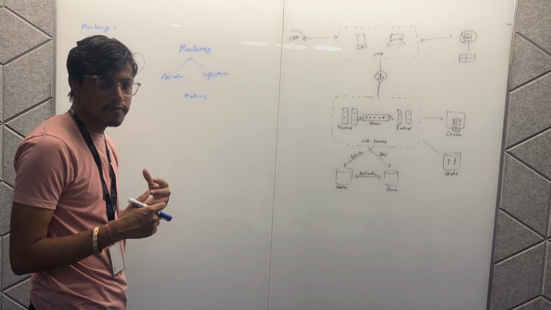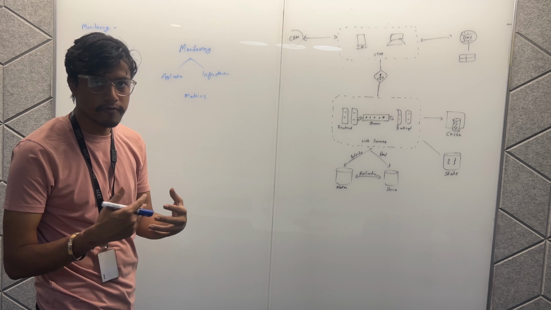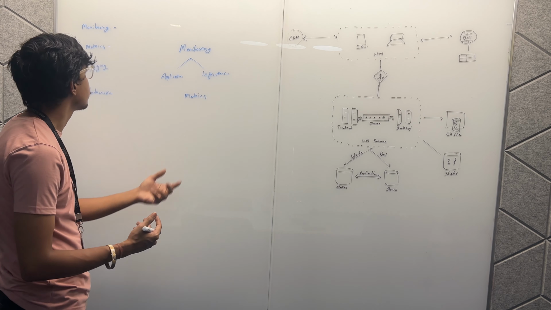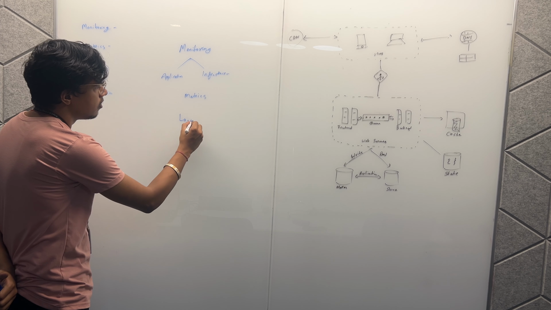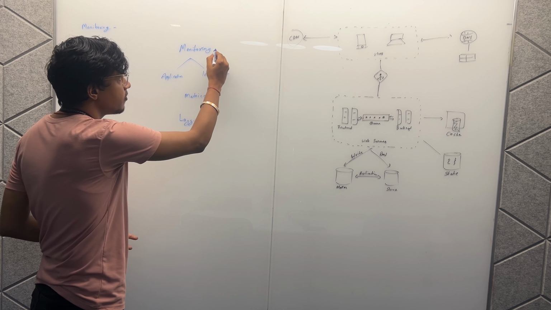Metrics covers capacity, what is being used, and what is free, how much capacity is being utilized. So metrics cover those parts. Okay. Now third is logging. Logging is storing the data that is coming from both of these parts.